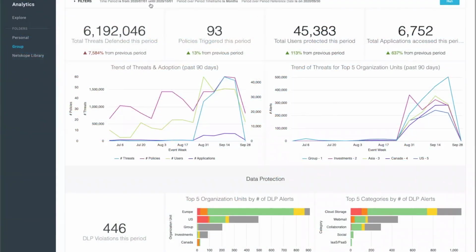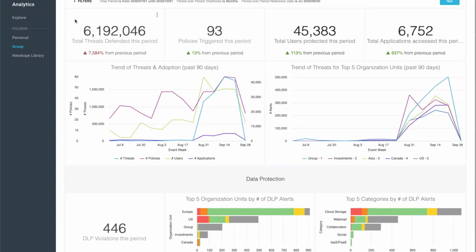Okay, so here we have the CISO dashboard. This covers the top OUs across the organization. And this is the value dashboard that typically is presented to the CISO of the organization, showing the value of Netskope. This has been a key requirement for a number of organizations so that they can actually show the effectiveness of Netskope.